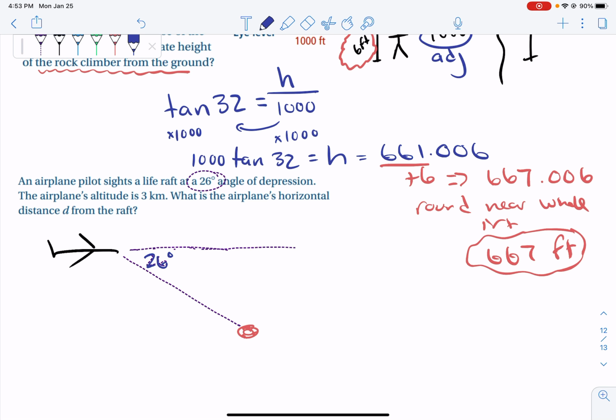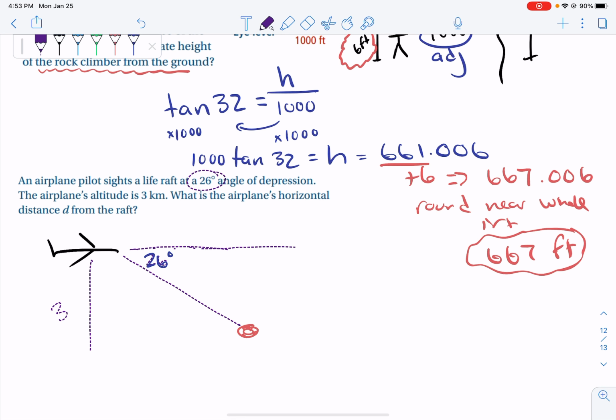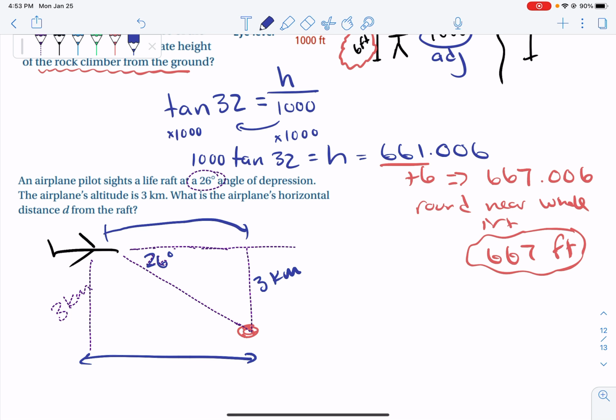The airplane is 3 kilometers high. Now, I could say right here that this is 3 kilometers. But I'm going to actually draw that height right here because I want to keep my triangle over here where I've already got an angle. So this height is 3 kilometers high. What is the airplane's horizontal distance D from the raft? So it wants to know how far away the raft and the airplane are. So what is this distance right here is what we're looking for.